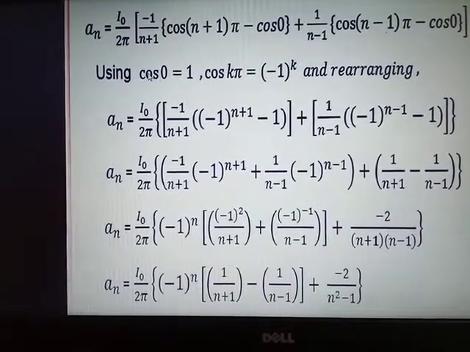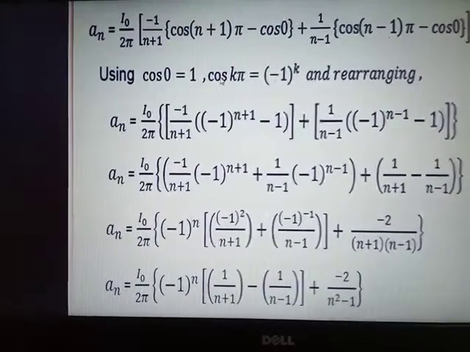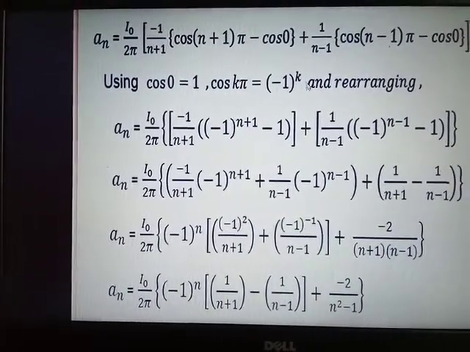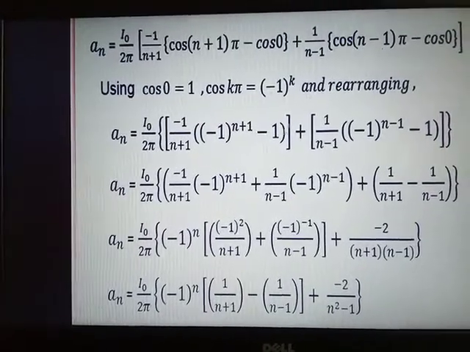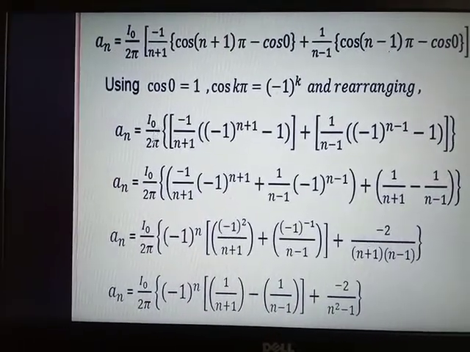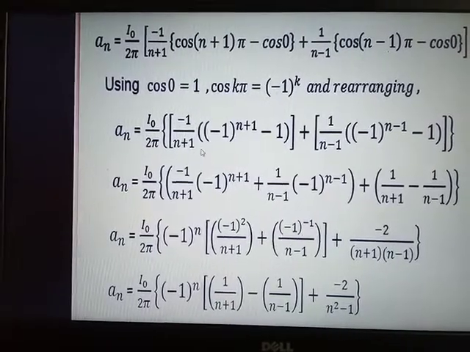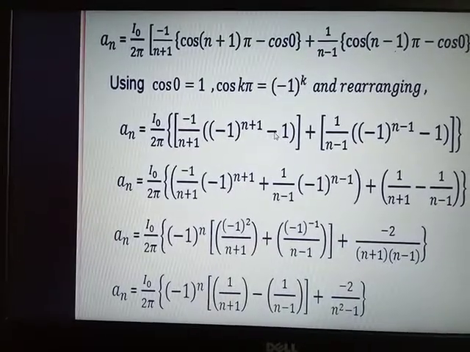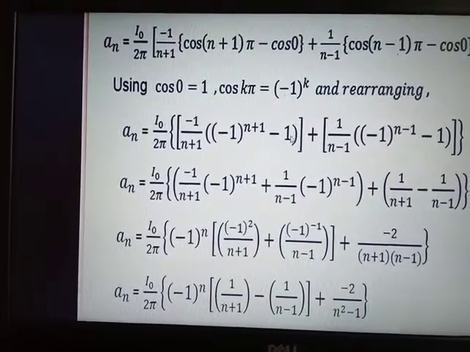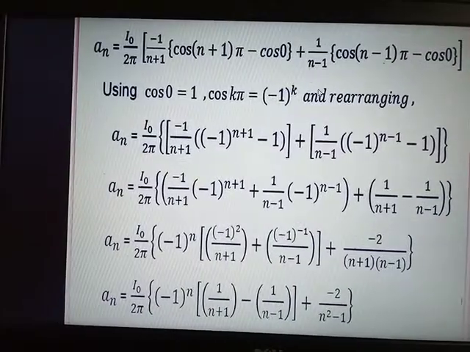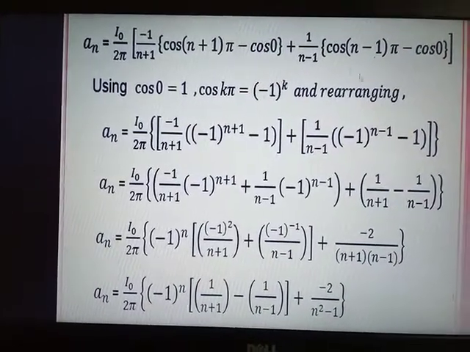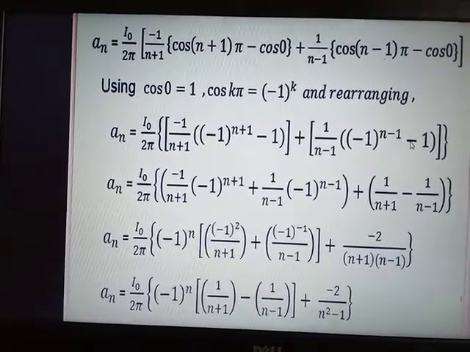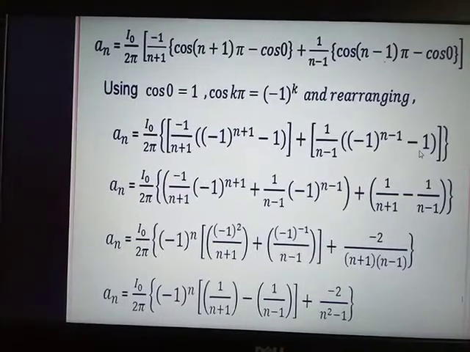Then we know that cos 0 value is 1 and cos k pi is equal to minus 1 raised to k. Rearranging the above terms we get an is equal to I naught by 2 pi, minus 1 divided by n plus 1 as it is, cos of n plus 1 pi is minus 1 raised to n plus 1, minus cos 0 value is 1, plus again 1 by n minus 1 as it is, cos of n minus 1 pi is minus 1 raised to n minus 1, minus cos 0 value is 1.